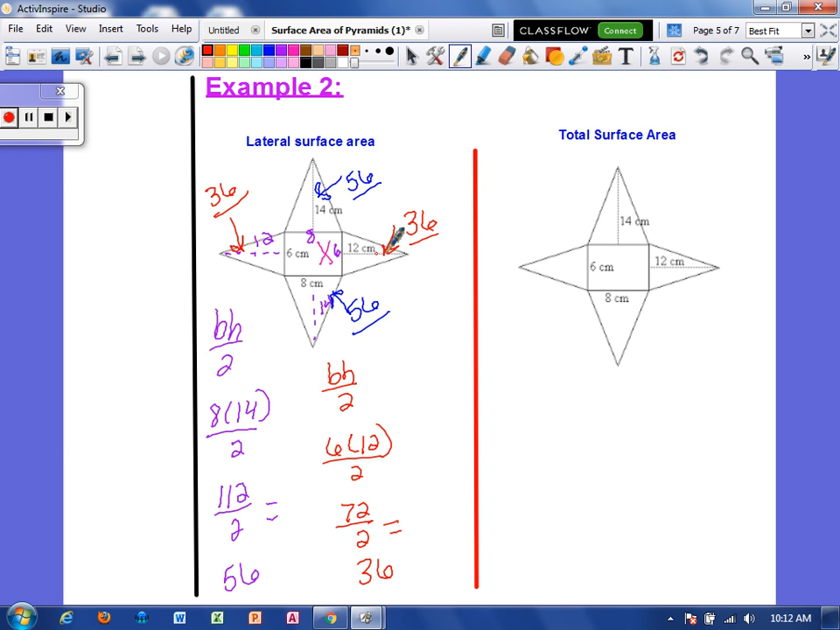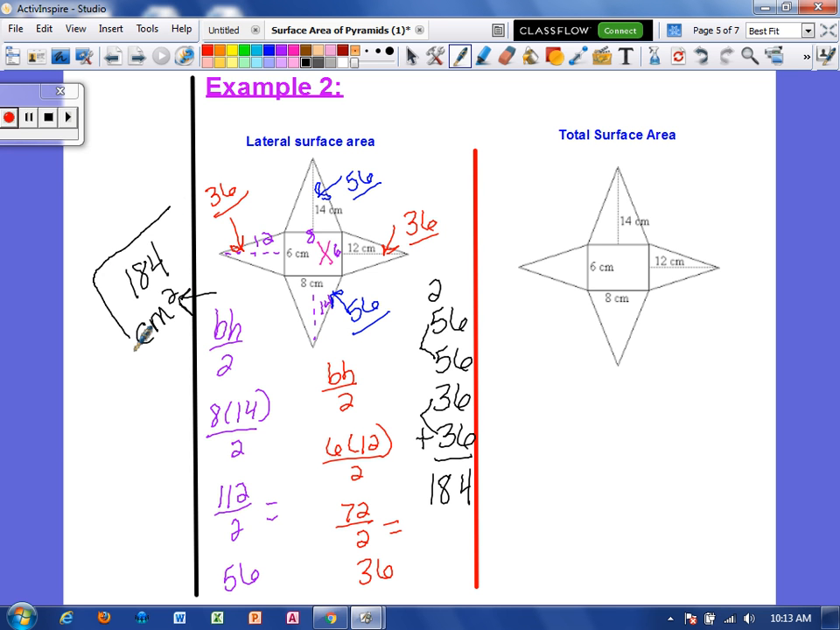Alright, so we found the area of each triangular face, and now we're just going to add them all together. So we've got 56 twice, and then 36 twice. I've got 4 6s, that's a 24, carry the 2. 5 and 5 make 10, 3 and 3 make 6, 10 plus 6 is 16, plus 2 is 18. And I'm going to write that over here. So 184 centimeters squared for the lateral surface area.